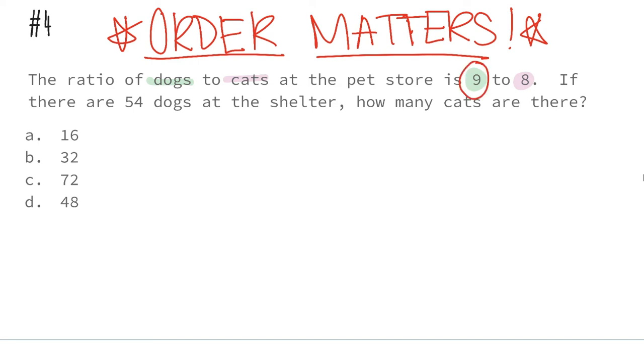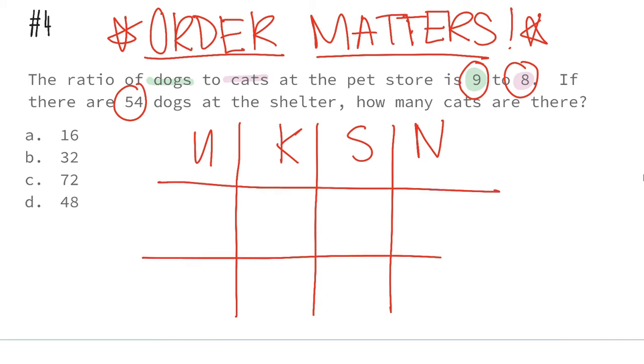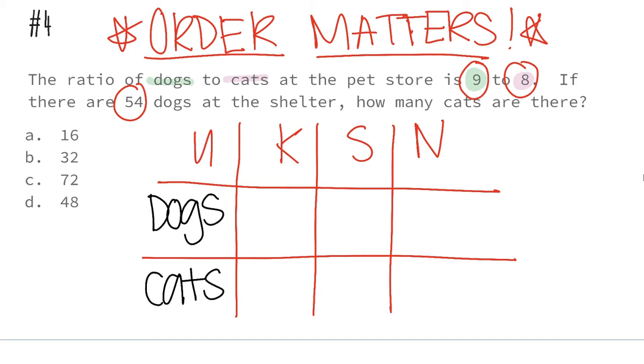And again, we're in math class, so I'm just going to circle my numbers. This is a UKSN problem. Remember, U stands for units. We never put any numbers there. That's just what the problem's talking about. So in our case, we're talking about dogs and cats. So again, I always put whatever comes first in the problem first. It really doesn't matter though. Dogs and cats. Then make sure we have our K, which is what we know.